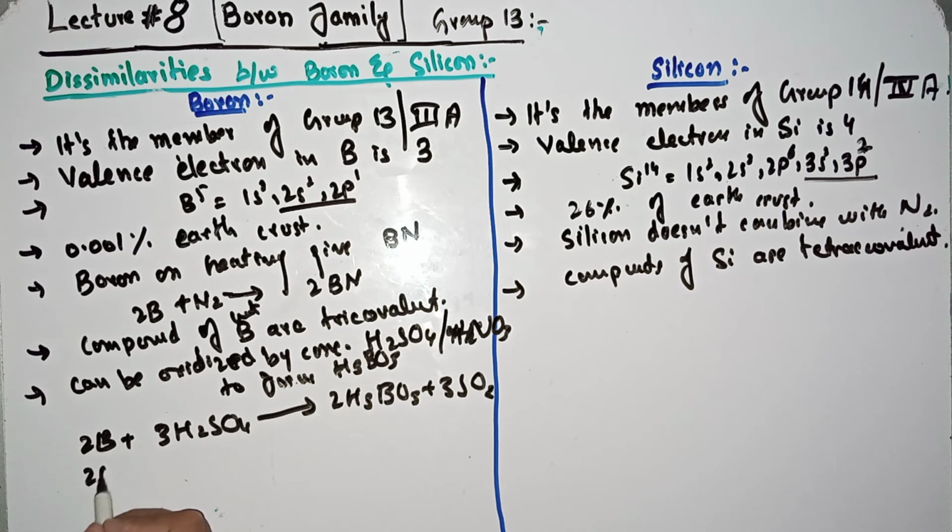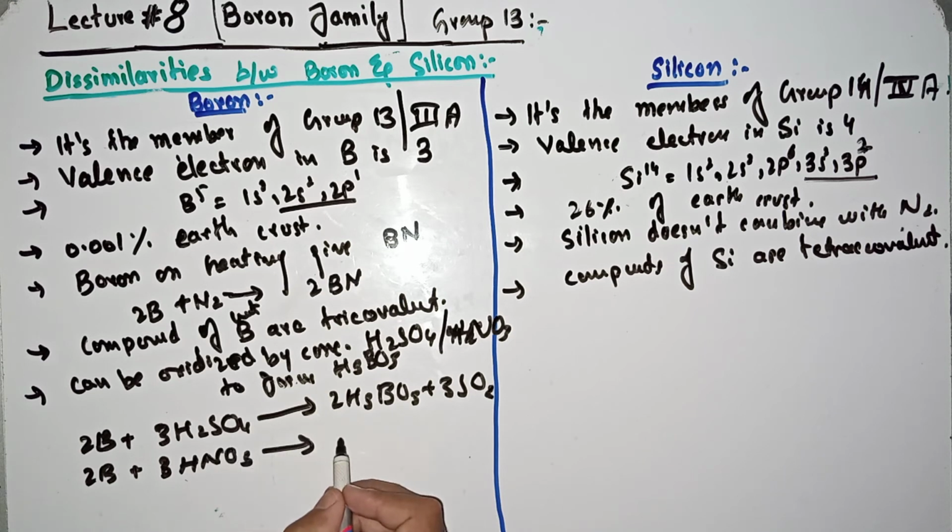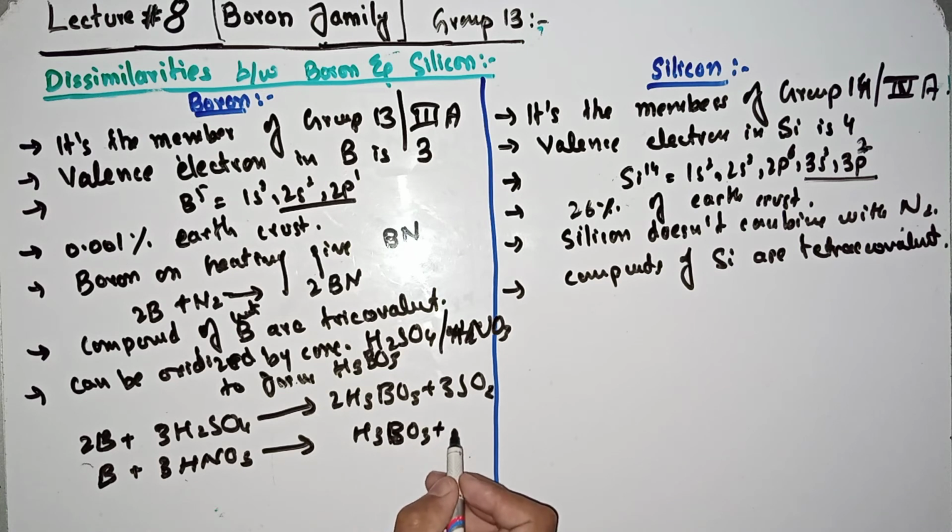When one boron atom reacts with 3HNO3, it produces H3BO3, and 3 molecules of nitrogen dioxide are also generated.